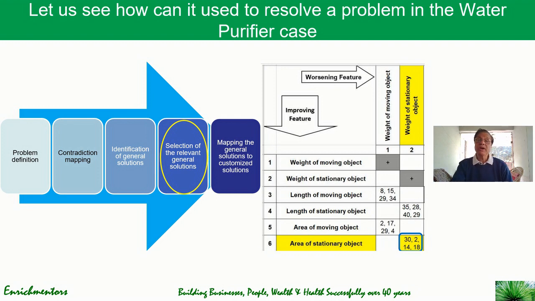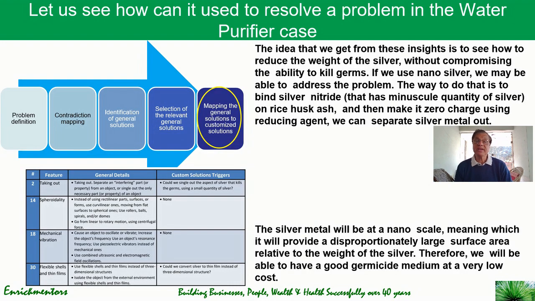Let's look at what these general solutions are and how we can convert them in the last stage to specific solutions to this problem. This might be a little difficult to read, but please make the effort. So the first solution is take out. What take out means is, the general details are: take out and separate the interesting part of the property of the object, or single out only the necessary part of the object.